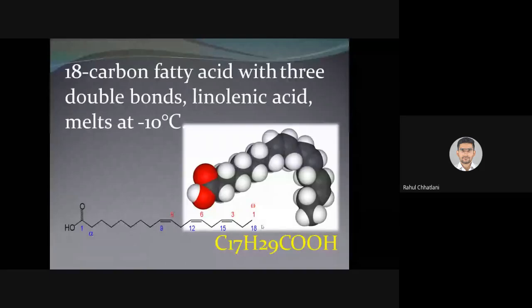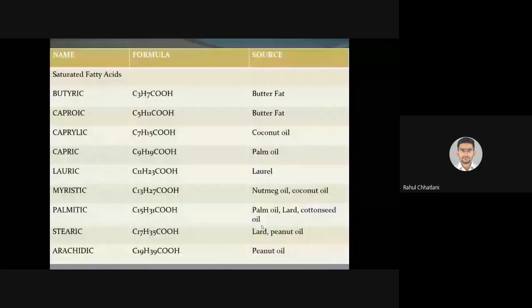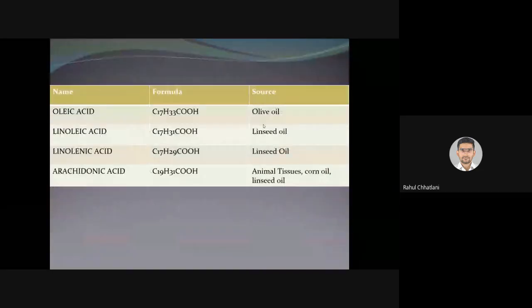compounds. These were examples. A few of them you have to remember, already discussed: butyric acid, caproic acid, caprylic acid, lauric acid, palmitic acid, stearic acid. These are common ones that you consume. The sources are oils such as coconut oil, palm oil, olive oil, even peanut butter oil and butter fat. Then oleic acid from olive oil, linoleic acid from linseed oil, linolenic acid from linseed oil.